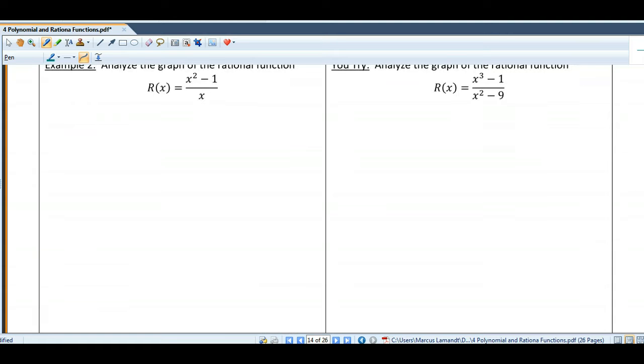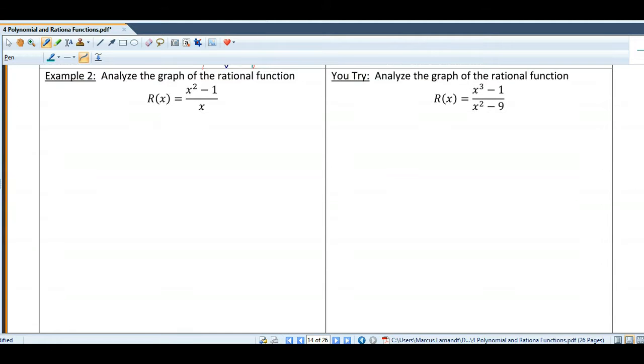Let's take a look at this one. Okay, analyze the graph of this rational function. Alright, first things first, let's factor the top and bottom. The top is x plus 1 times x minus 1, because it's a difference of two squares. Okay, no simplifying to be done.